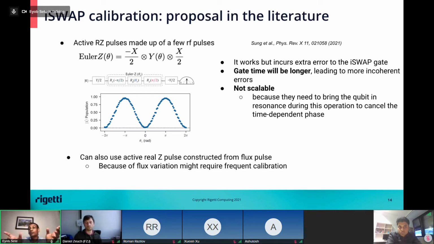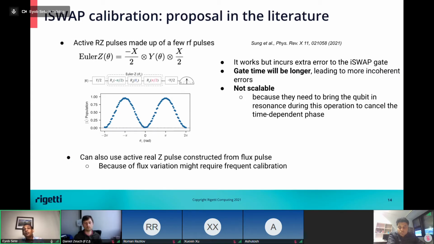They have their own error. So when you apply them, you're inducing error to the gate. And the other thing is you're increasing the gate time. So let's say each X pulse is 60 nanoseconds. So 180 nanoseconds on top of the iSWAP gate time, right? So you're increasing the gate time. That has implications in terms of incoherent errors, because if your T1 is short and your gate time is long, you induce some incoherent errors to the gate.